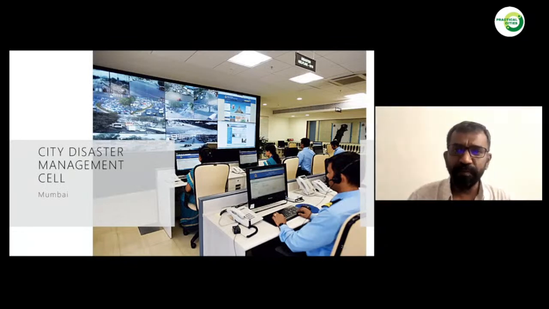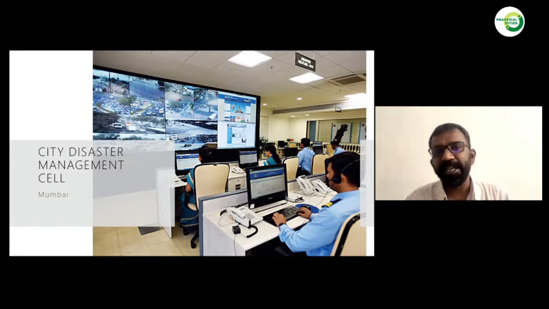And as cities grow, we need to have city disaster management cells. I think this is one of the key mandates which has been proposed both by NDMA and also the Ministry of Housing and Urban Affairs. Right now, in disaster management, most of the cities which are getting benefited are the capital cities, because they have the state disaster management cell within the city municipal corporation.